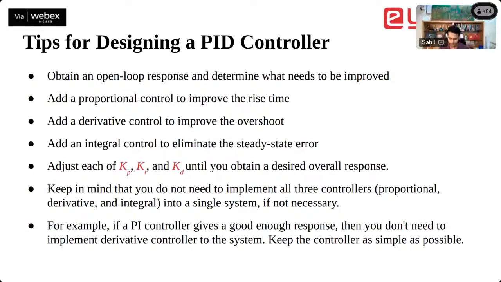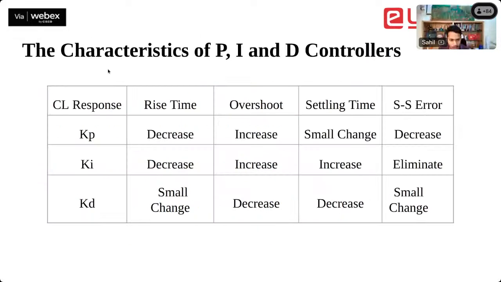Additional notes about your terms KP, KI, and KD. These are certain characteristics of them, what each does and what it does not. We can look at this according to the characteristics table: the closed loop response, that is, how KP, KI, and KD affect rise time, overshoot, settling time, and the steady state error.